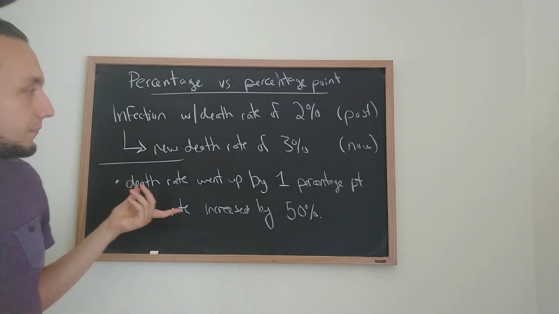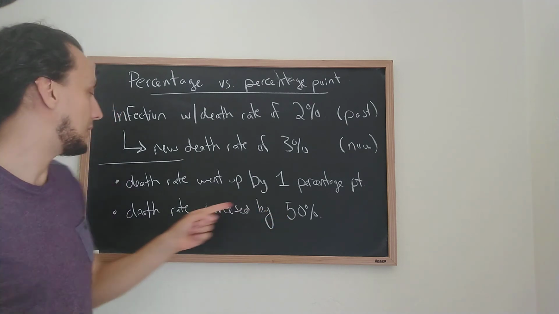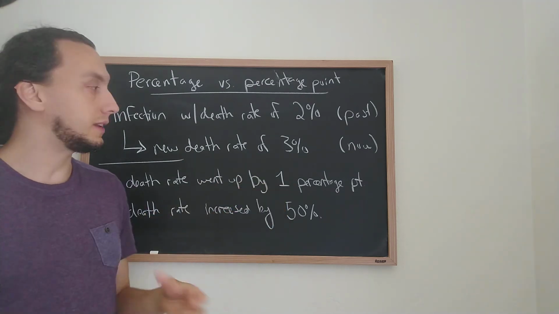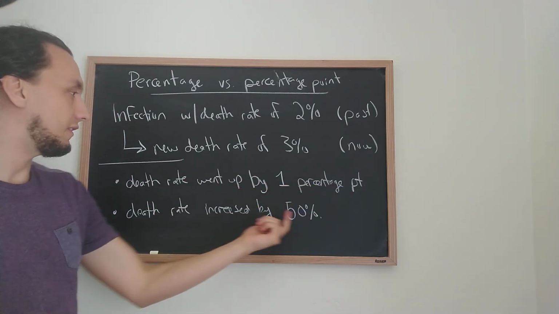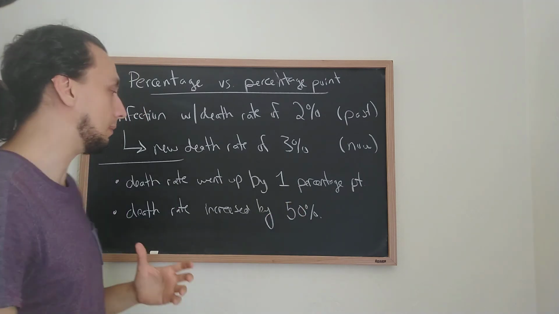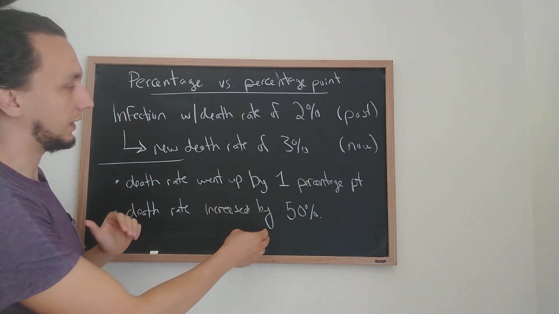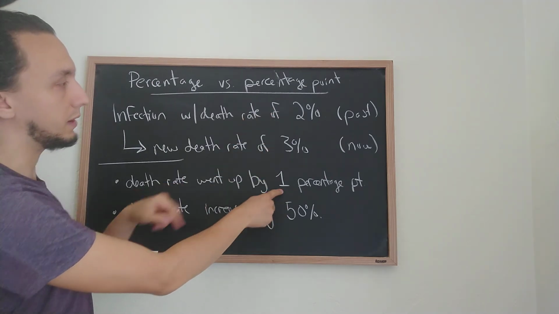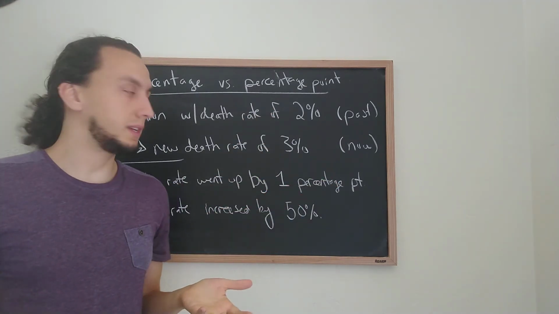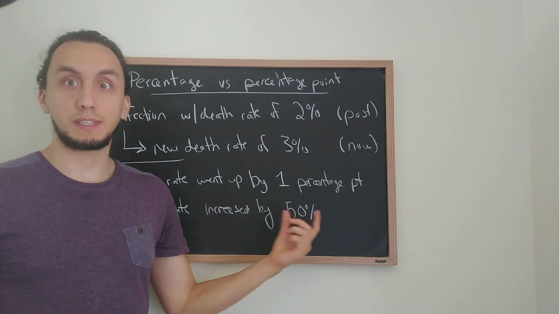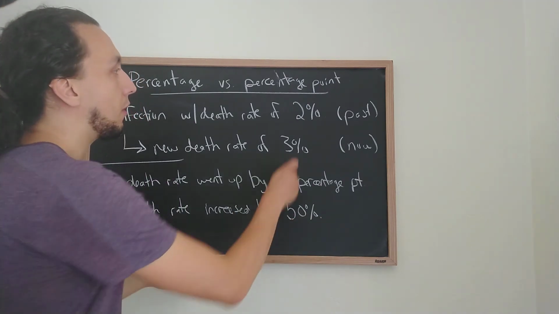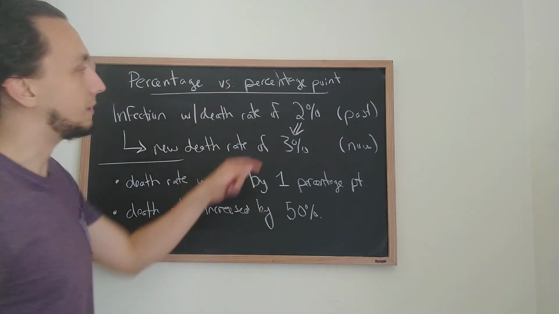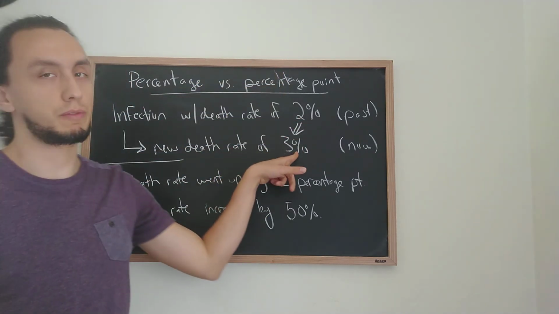And so you can see how it can be very confusing when you hear reports like this, that they sound very similar. 1 percentage point, 50%, they both have the word percent in them, and they mean the same thing, but they sound very different. 1 percentage point doesn't sound very significant. A 50% increase, that sounds like a lot. But they're both describing the same progression from a 2% death rate to a 3% death rate.